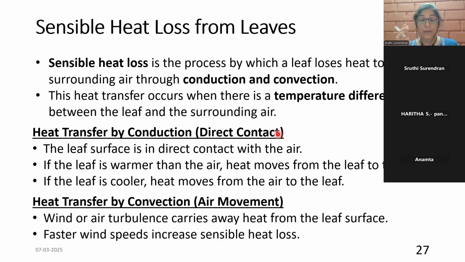So in terms of a leaf, the leaf surface is what is in contact with the air. If the leaf is warmer, the heat will be transferred from the leaf to the air. In the same way, if the air is warmer, the heat will be transferred from the air to the leaf. So it is going to heat the leaf. Now, another type of sensible heat loss or heat exchange happens through convection, which is basically heat being transferred as a result of another medium, which is air.